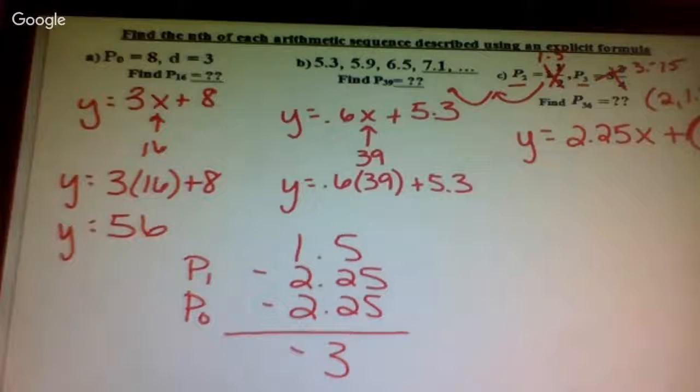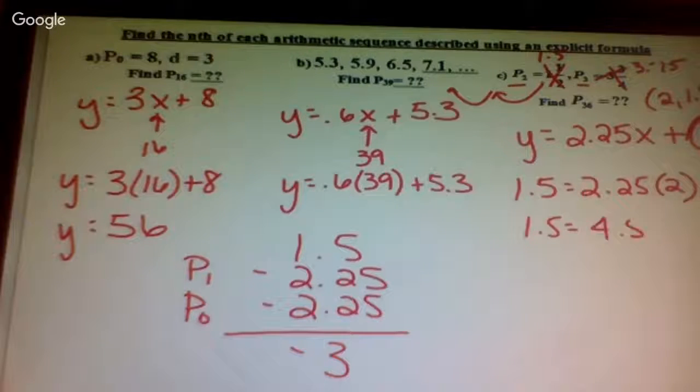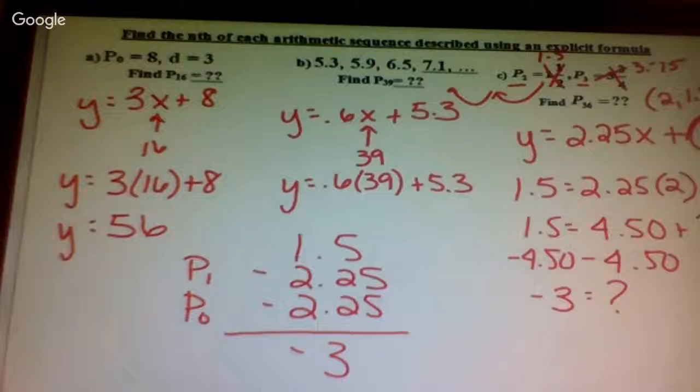Or think about this as a point: 2, 1.5. In the second position, we have the number 1.5. So we can plug these in and solve for this unknown. My y value is 1.5. My x value is a 2 plus my unknown. So if I take 2 times this, I get 1.5 equals 4.5. We have to subtract 4.5 from both sides, and we still get -3.